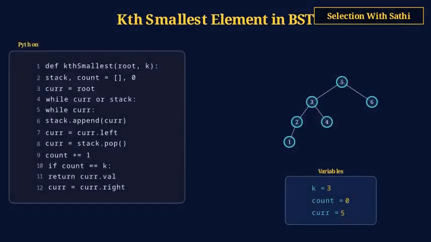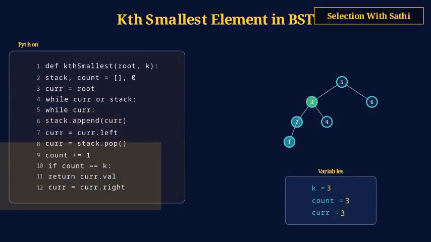Finding the Kth smallest element in a BST is elegant because Inorder traversal of a BST gives elements in sorted order. So the Kth element in Inorder is the Kth smallest. Look at the code. We use iterative Inorder with a counter.